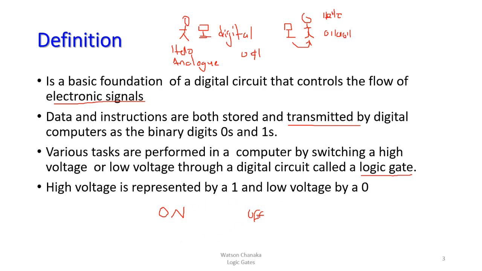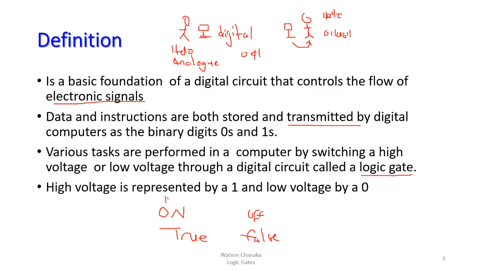It depends on the language each technician or programmer will be using. Some use what we call high voltage and low voltage. Some use ones and zeros. Some use true or false. So on is true, and off is false. These are the three statements which are basically used.